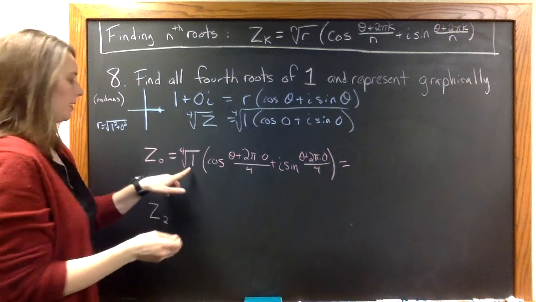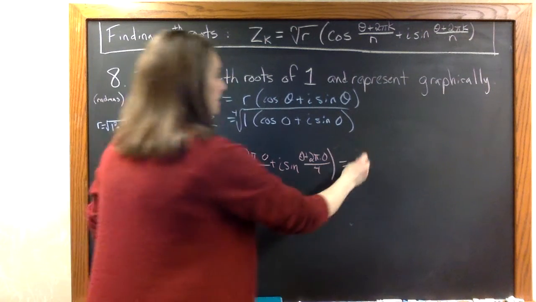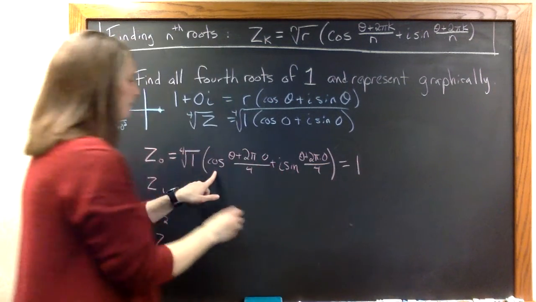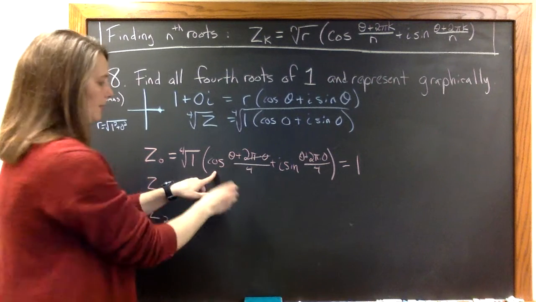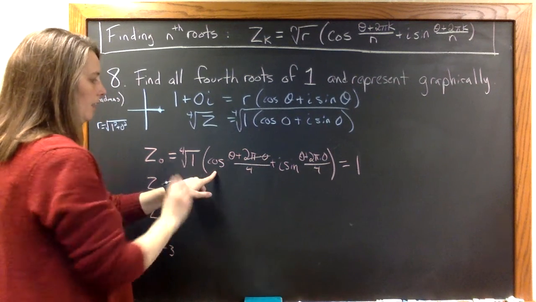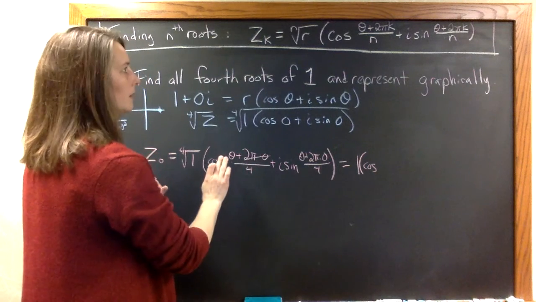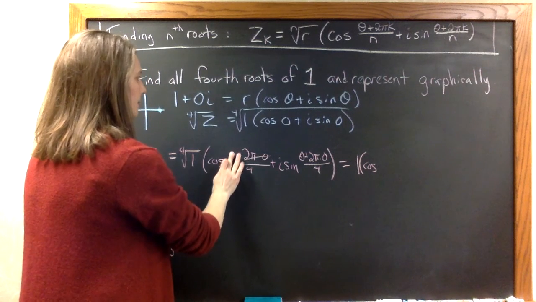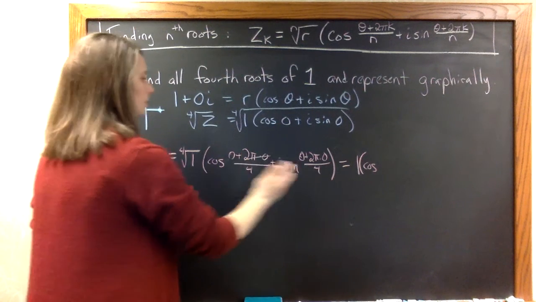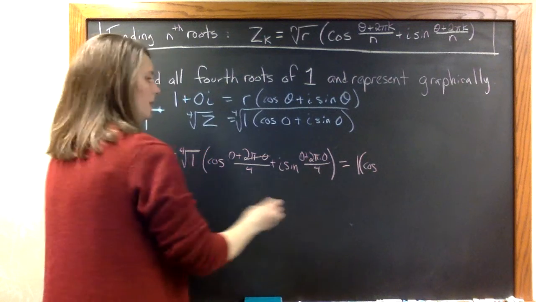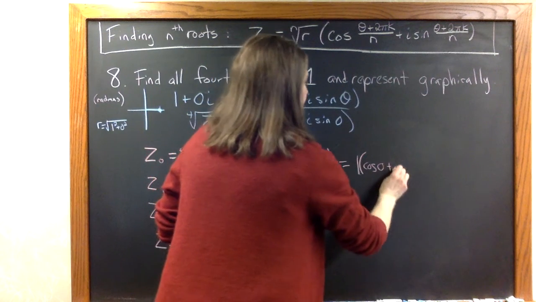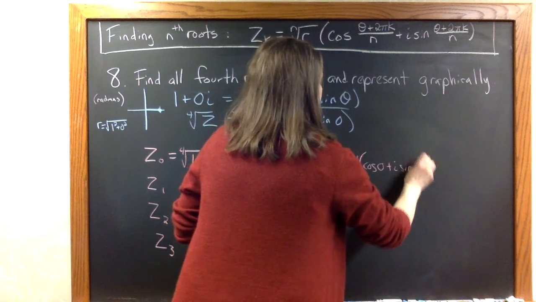So when we do that, clearly the fourth root of 1 is 1. And then here, that's just times 0, so we have theta over 4. Not theta, that was a, sorry, that was not theta, that was a 0. Theta is 0. So we have cosine 0 plus i sine 0.